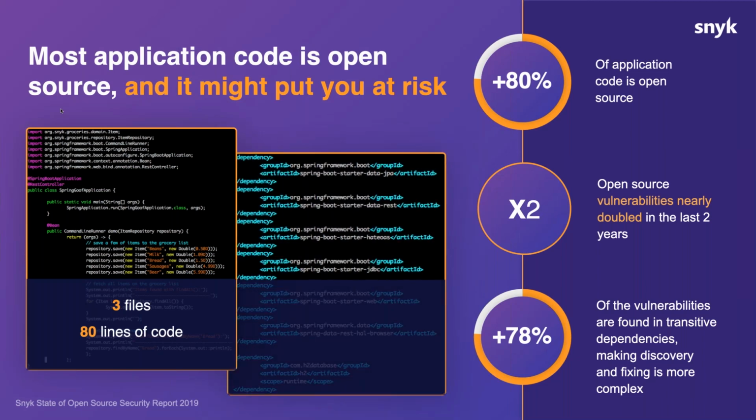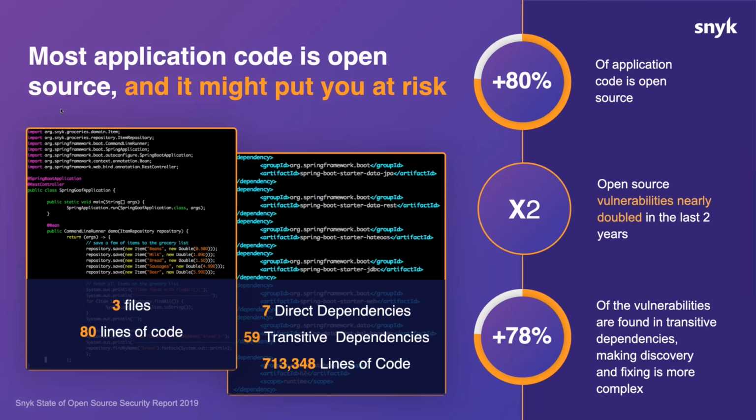And when you look at what's happening underneath, you're looking at a series of direct dependencies. In this particular case, we had 7 direct dependencies, but of those direct dependencies, most of them coming from the outside world, 59 were transitive dependencies. Add all this together, and that simple application that's 80 lines of code is actually more like 700,000 lines of code.